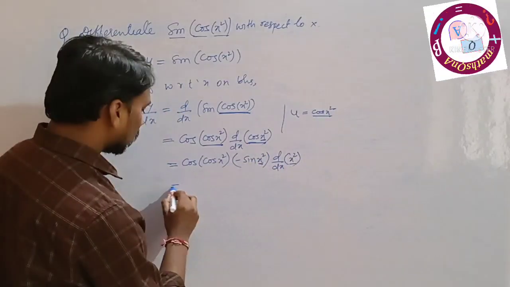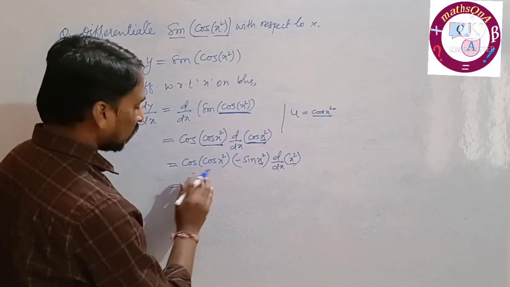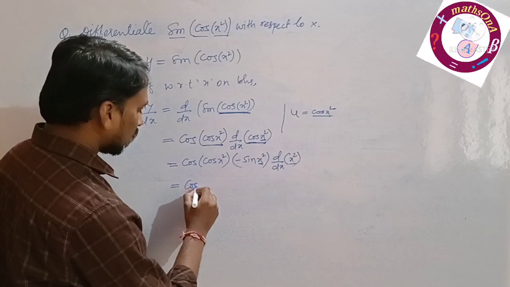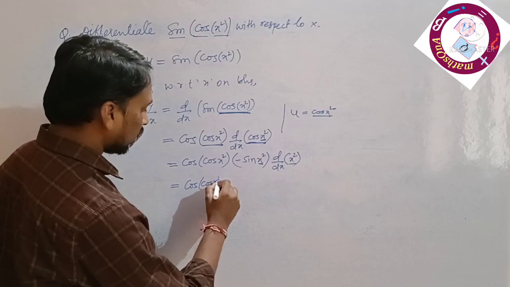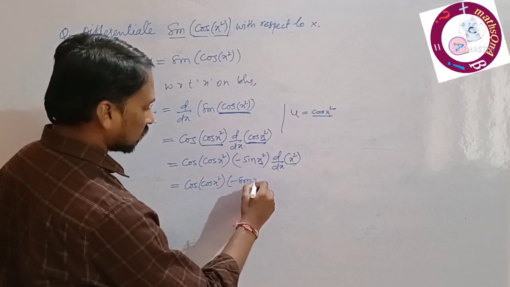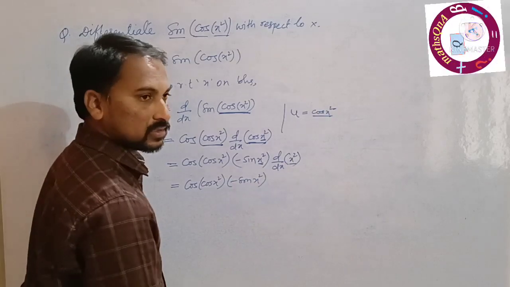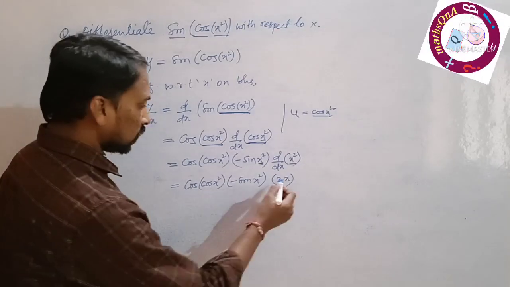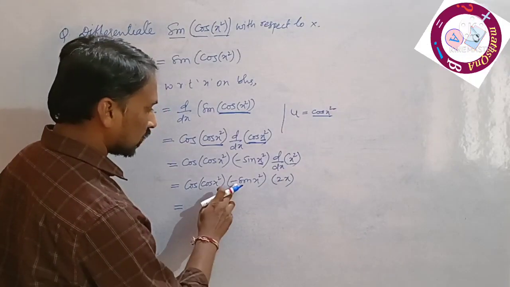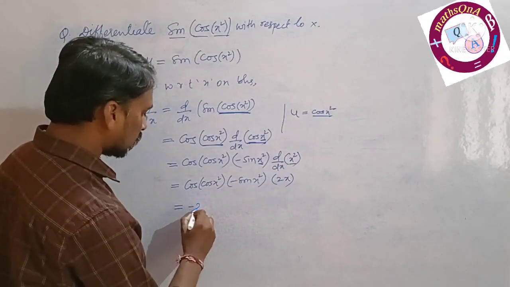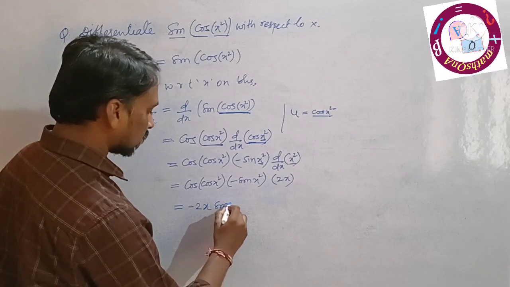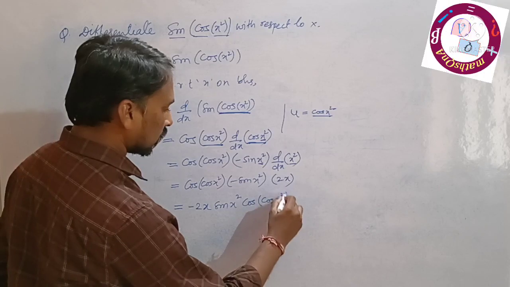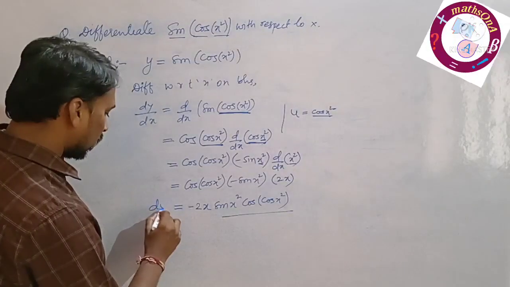Okay, so this is equal to, don't multiply both. So cos as it is, cos of cos x square, minus sine x square, derivative of x square. Derivative of x square is 2x. Okay, so now simplify here. So this is equal to minus 2x sine x square cos of cos x square. So this is the dy by dx value.